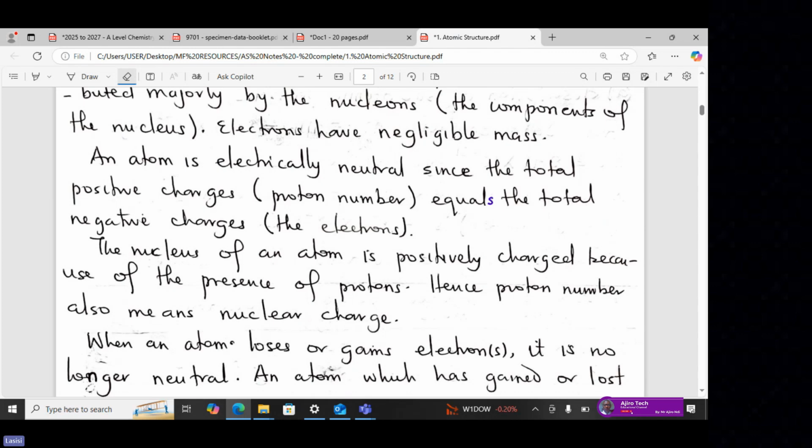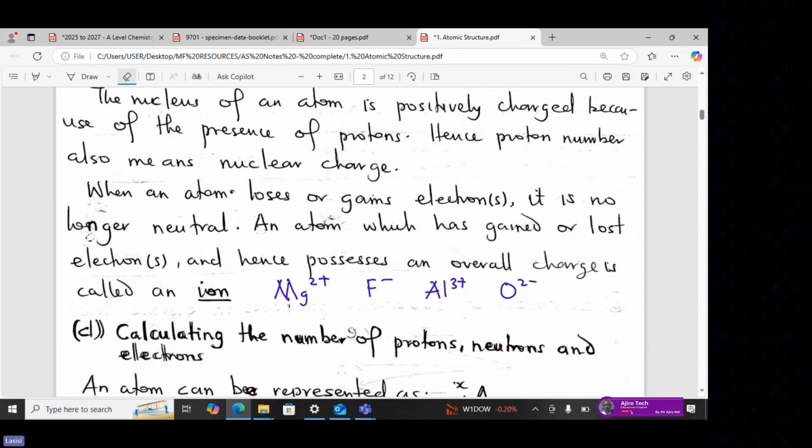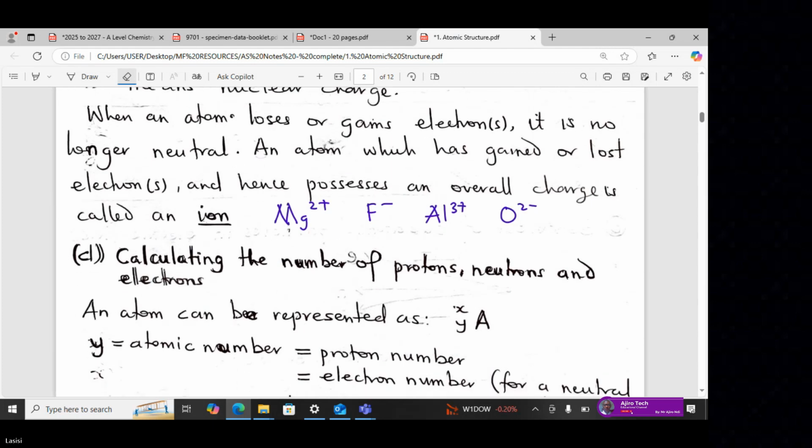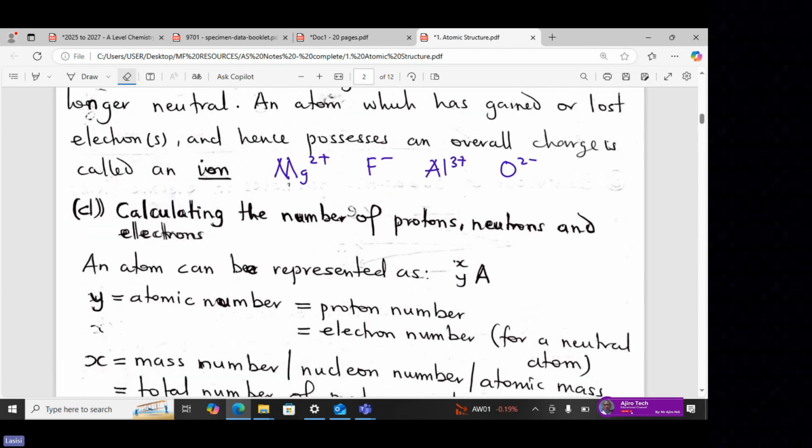Because the charge on the nucleus is because of the protons that are there, right? So nuclear charge means proton number. When an atom loses or gains electrons, it is no longer neutral. An atom which has gained or lost electrons and hence possesses an overall charge is called an ion. Does that make any sense?